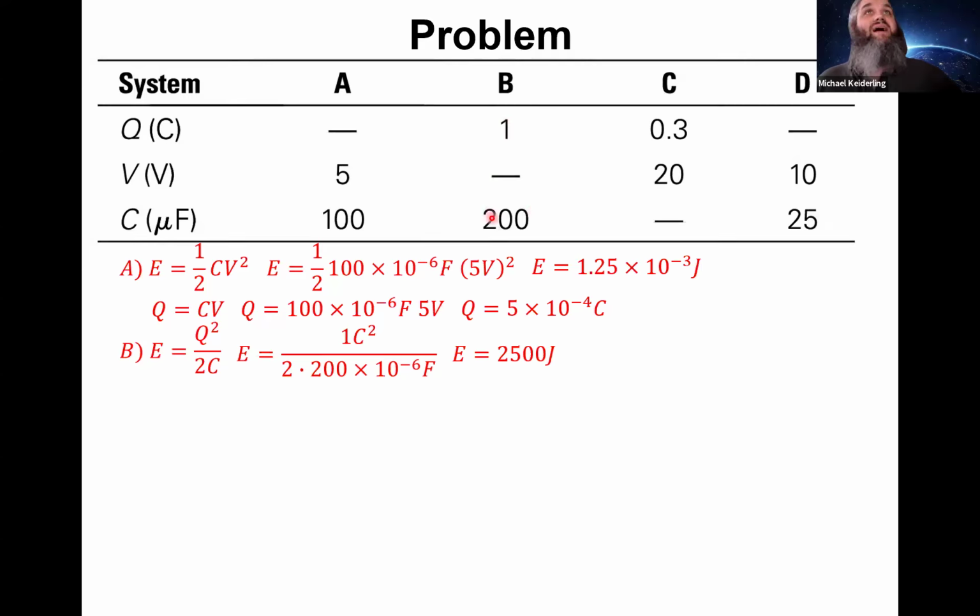This is an even bigger capacitor, so this ends up with even more energy. Voltage is charge over capacitance. So 1 divided by 200 times 10 to the minus 6 farads. It's 5,000 volts. It's a much bigger voltage here.